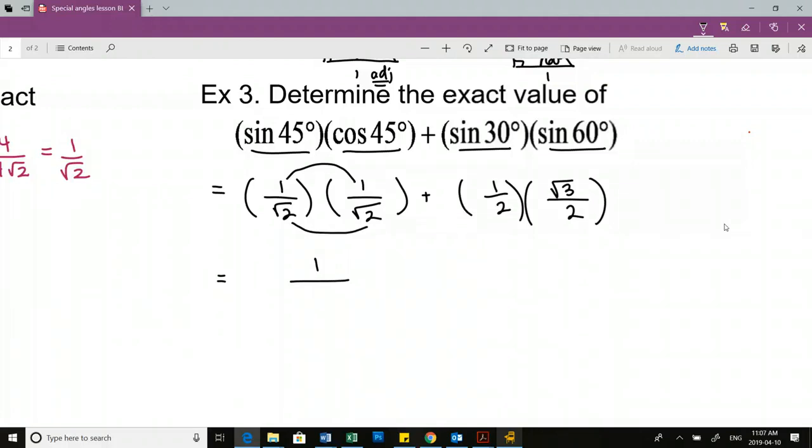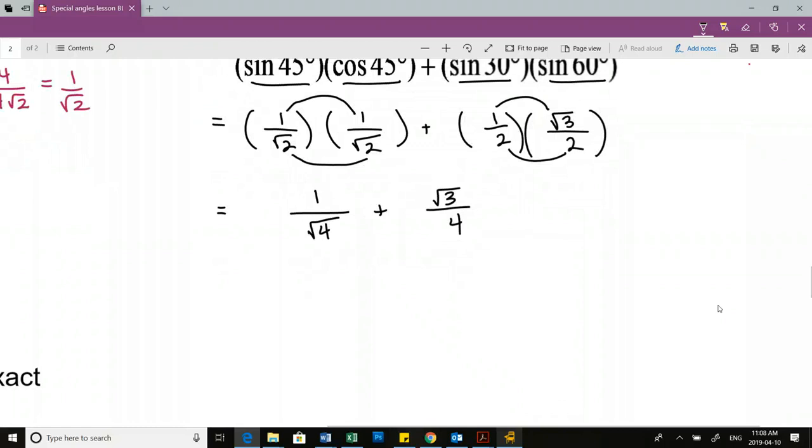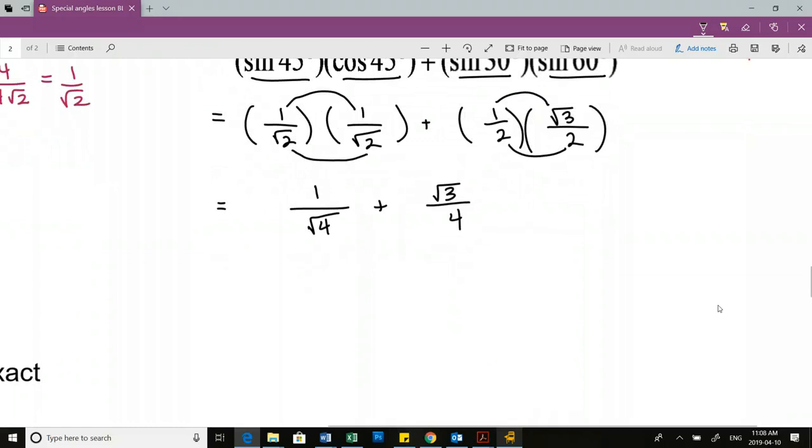Can someone remind us how we multiply roots or radicals? What do we do? We just multiply the numbers under the radical and leave the radical part. So root 2 times root 2 is like root 4. Okay? And then 1 times root 3, that just gives me back root 3. And 2 times 2 gives me 4. Okay? Can I simplify the square root of 4? What's the square root of 4? It's just 2.